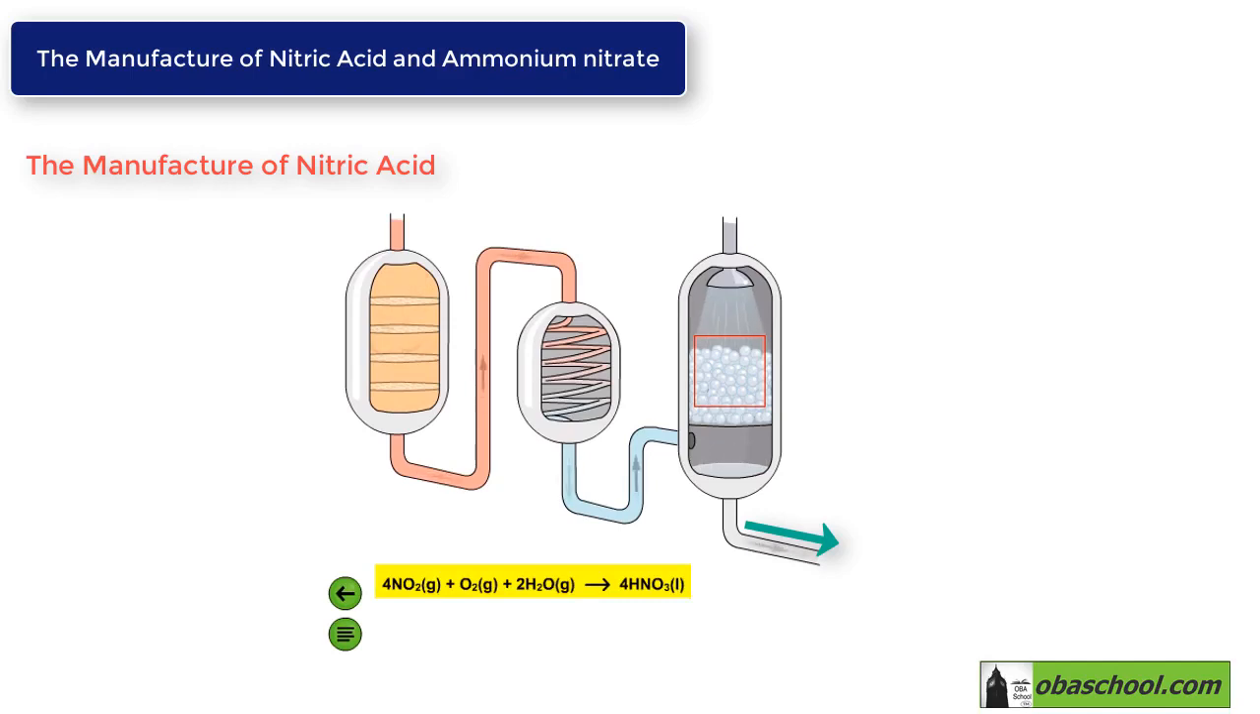This is the equation of the reaction in the tower. 4NO₂, which is the nitrogen dioxide gas, plus oxygen O₂, plus water from the tower would give HNO₃ liquid, which is the nitric acid that is piped away. And that's how nitric acid is manufactured.